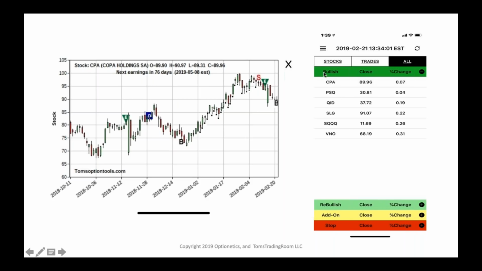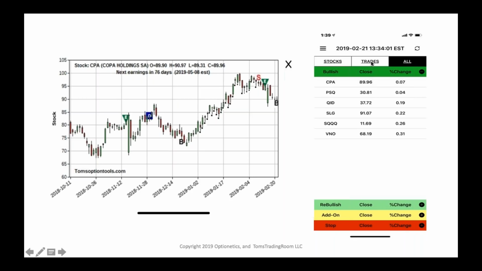So what it's going to do is show you the bullish signals. It's going to show you the rebuys, the final add-ons, and what has been stopped out. And a stop out just means an exit. It doesn't mean it got stopped for a loss. It just means it's time to get out of that trade. All right. And so here's a few of the ones that popped up today.